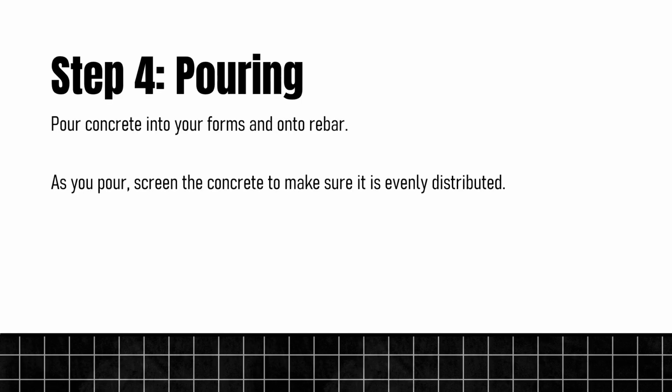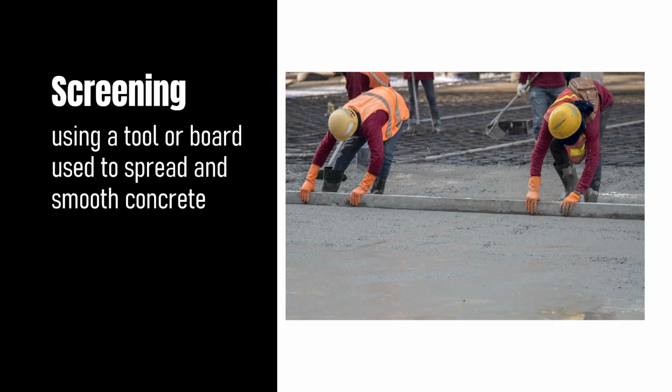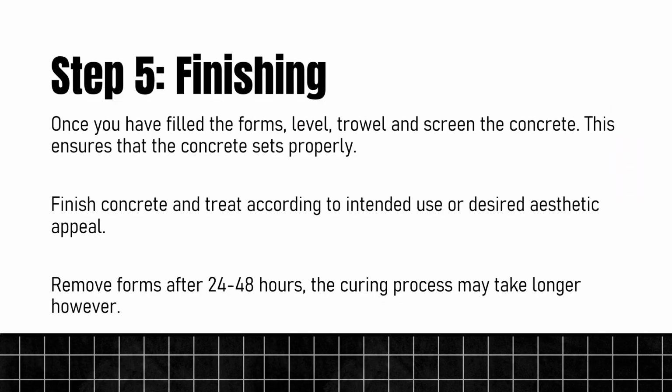Now for the fun part, the pour. You will pour your concrete into the forms and onto the rebar. As you pour, do not forget to screen the concrete so that it is distributed evenly. Screening is the process of distributing and smoothing the concrete. This can be done using a tool or a board, just like they are doing here in this picture.